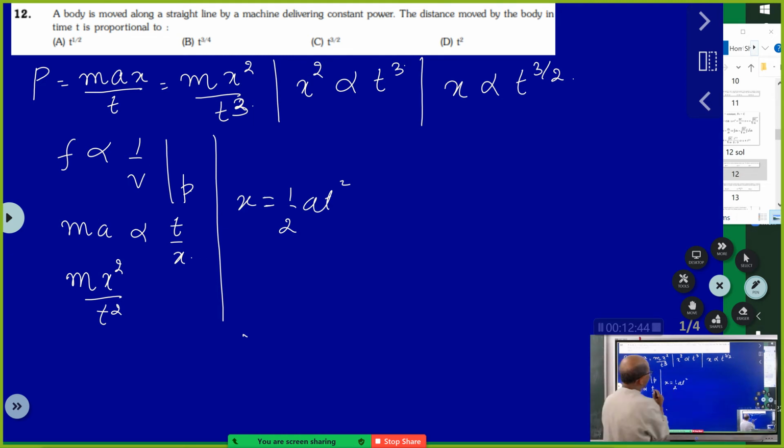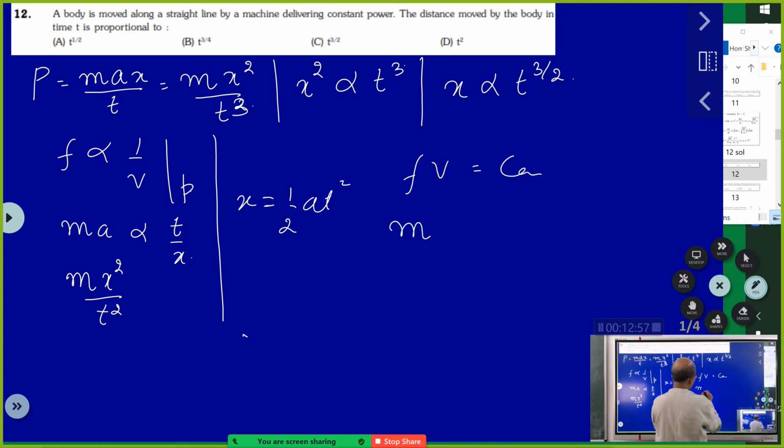Hello? But here you see, they have told it delivers constant power. That means F into V is constant. Or in other words, M into A into V is constant. But the question is, A can be a variable. A can vary with respect to time. In that case it is not constant, so we may not be able to use this equation directly.